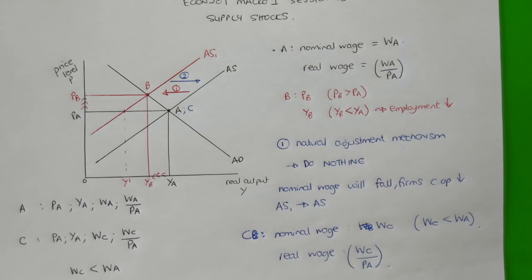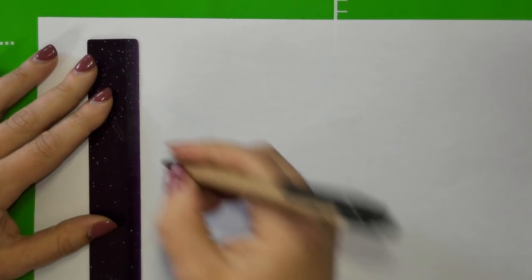Okay, so that's the natural adjustment mechanism. What we want to do is think about what would happen under an accommodating policy. So what I'm going to do is put another piece of paper here and redraw the supply shock diagram.